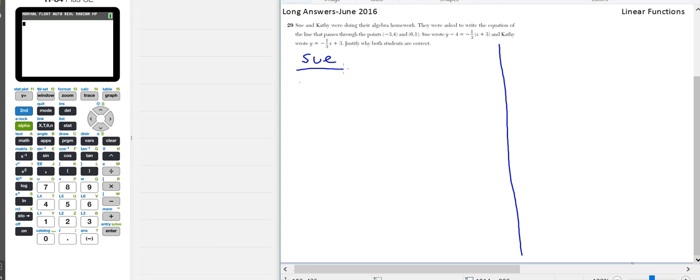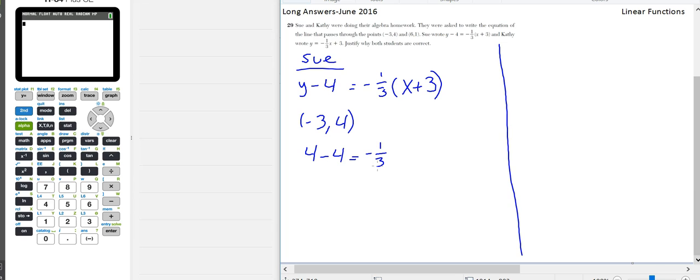Her equation is y minus 4 is equal to -1/3 times (x plus 3). And we're going to evaluate that at the point (-3, 4). So for our y value, we're going to plug in 4. For our x value, we're going to plug in -3. So 4 minus 4 is equal to -1/3 times (-3 plus 3). 4 minus 4 is 0. 0 is equal to -1/3 times 0. Anything times 0 is just 0, so 0 is equal to 0. And the point (-3, 4) makes Sue's equation correct.